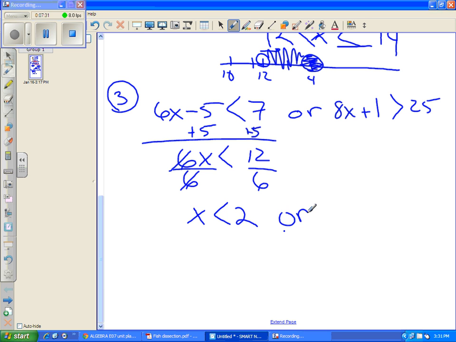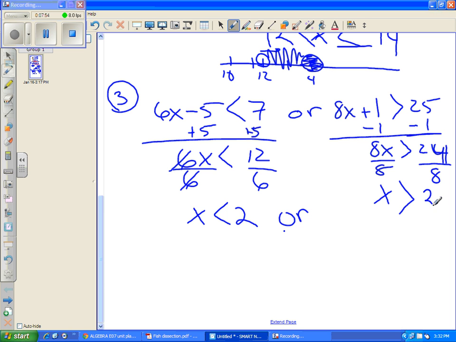Or, in this case, I now need to subtract 1 from this side to isolate the variable x, minus 1 on this side, which now gives me 8x is greater than 24. Divide this side by 8, divide this side by 8, and now it becomes x is greater than 3. Okay, so the answer is x is less than 2 or x is greater than 3.